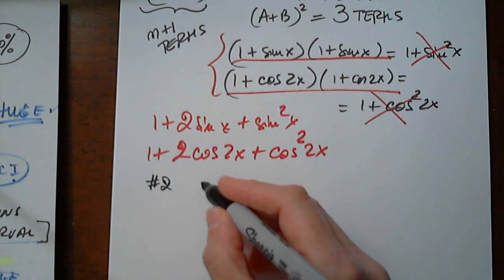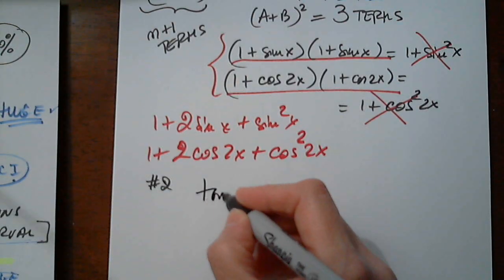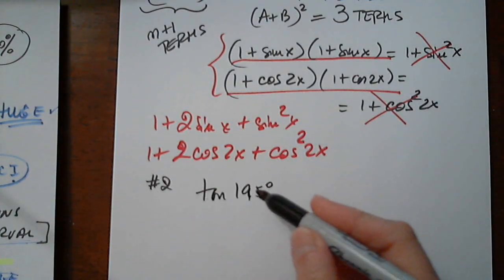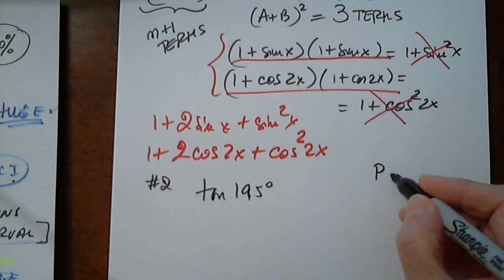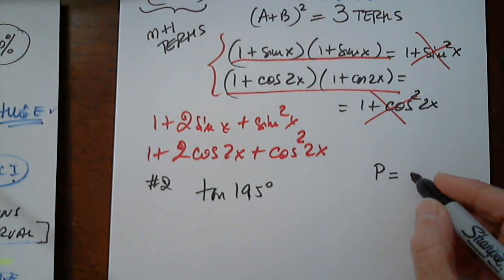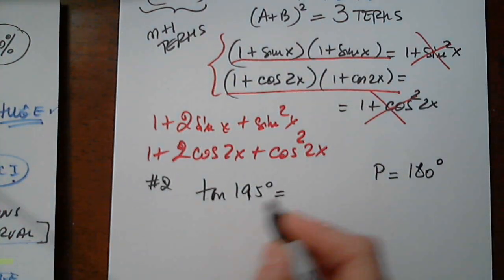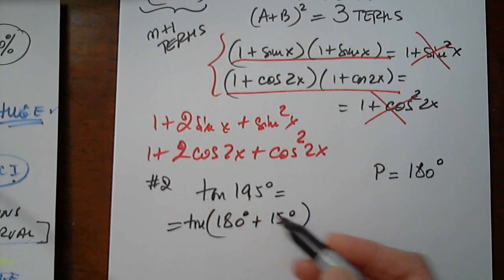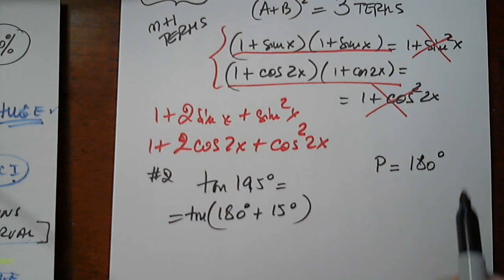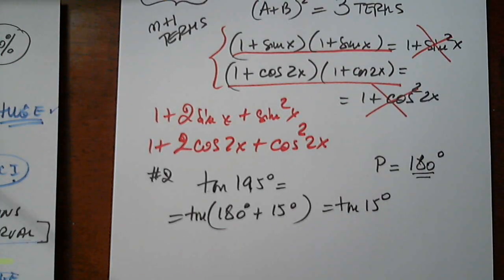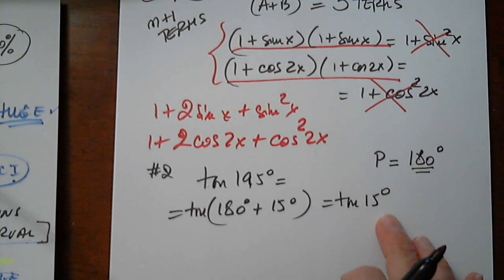I think it was tangent 195 degrees. Excellent. Perfect pick. Now, obviously, we know the tangent has a period of what? Pi? Yes. So then I know that, first of all, the tangent of 180 plus 15 is the same as tangent 195. But because the period is 180, all I need to find is tangent 15. Tangent of pi plus 15, because this is its period, is the same as tangent 15.